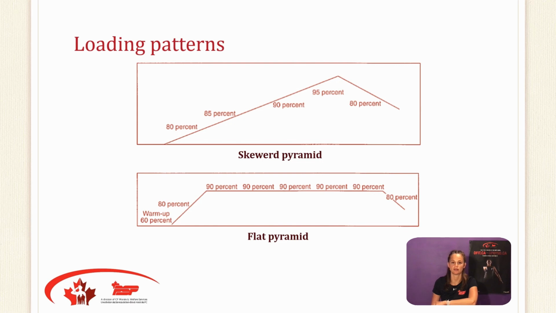The flat pyramid begins with a warm-up set, which is 60%, and then the load stabilizes for the entire exercise at 70% of 1 rep max. Another set at 60% may be performed at the end of each exercise for variety.